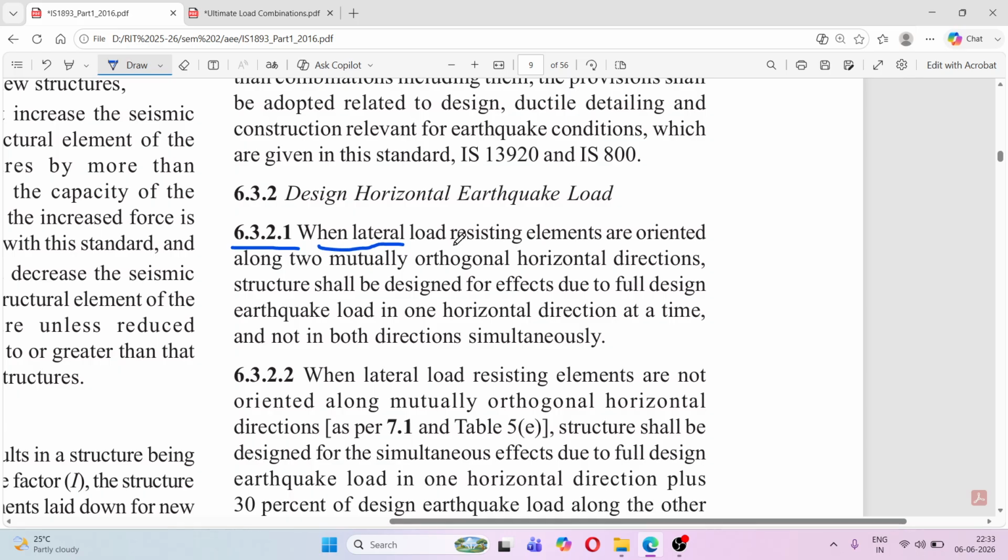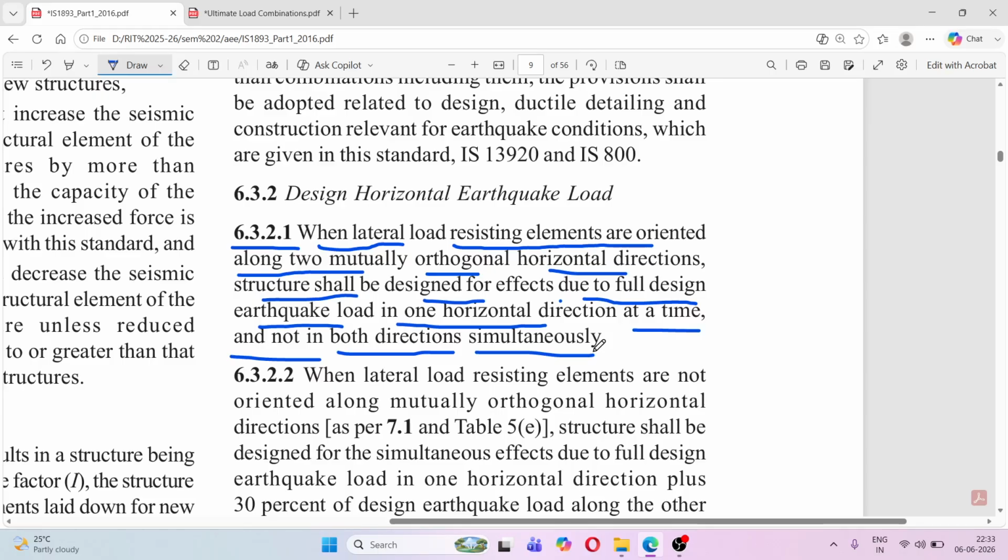When lateral load resisting elements are oriented along two mutually orthogonal horizontal directions, structures shall be designed for effect due to full design earthquake load in one horizontal direction at a time and not in both directions simultaneously. That means whatever load resisting elements are there, for example columns and shear walls, they are oriented along two mutually orthogonal horizontal directions.